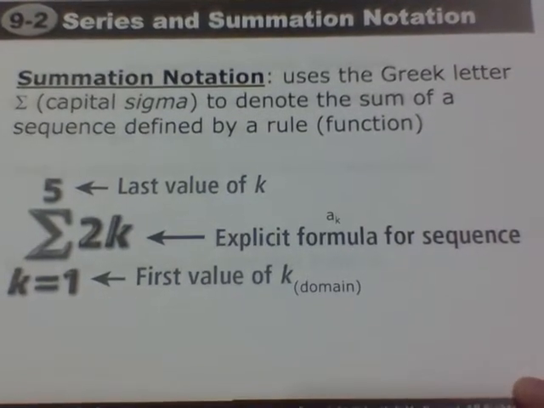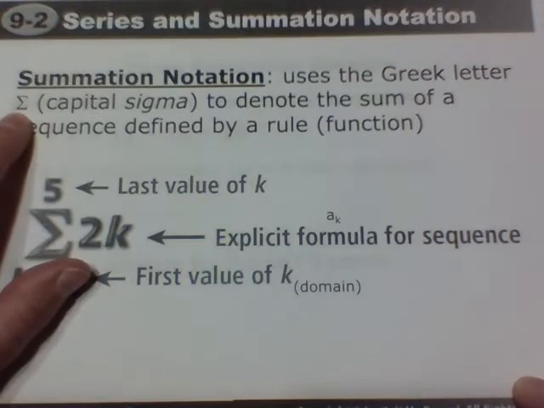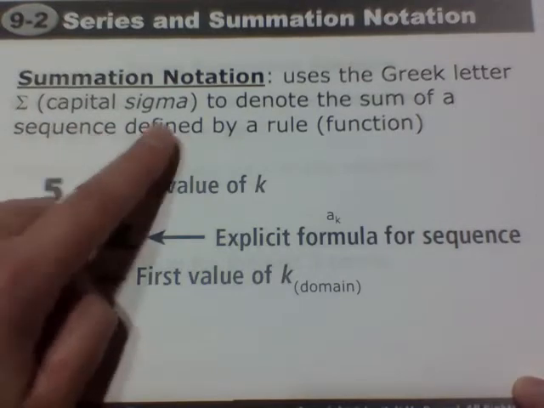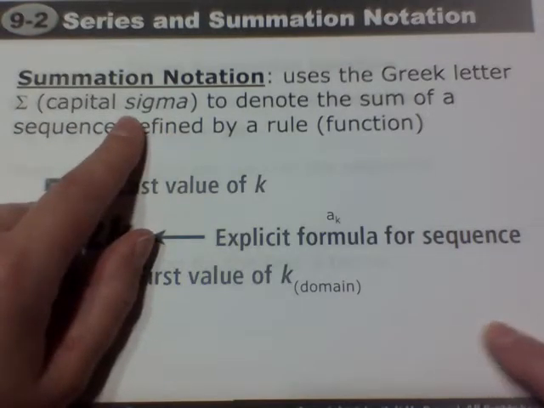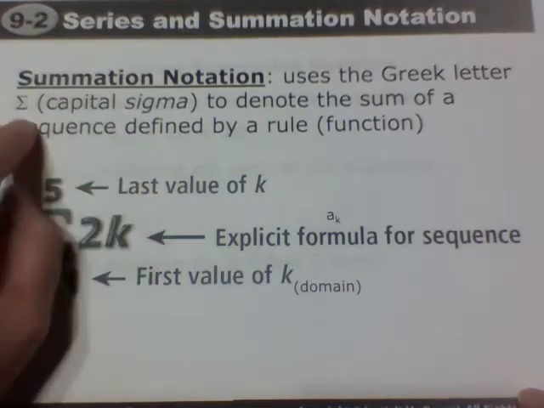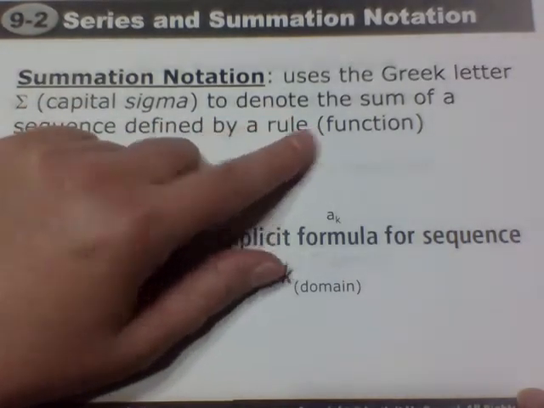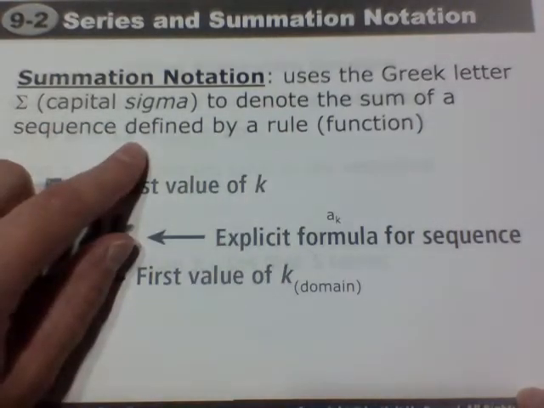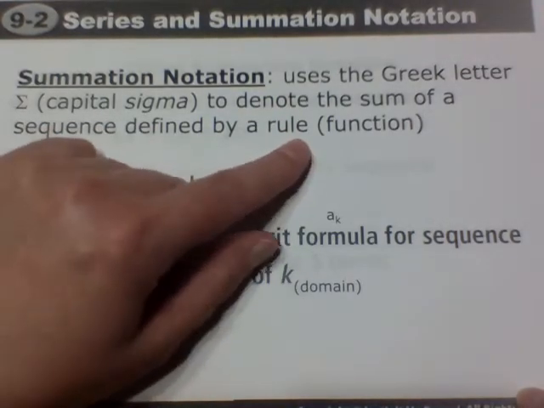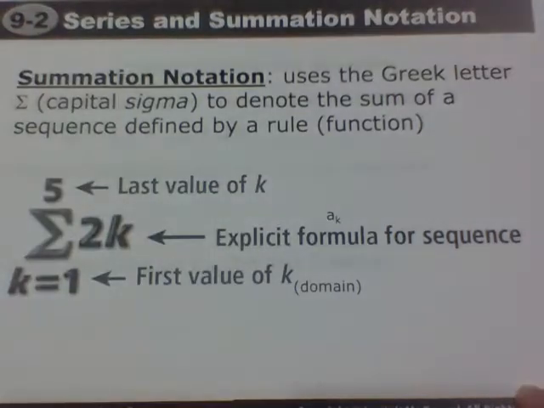All right. So then we have this scary summation notation. It uses the Greek letter sigma, and it's a capital sigma. So it's not the lowercase sigma, which is like a cursive O. Okay, so this is your capital sigma, and we need to denote the sum of a sequence. It denotes the sum of a sequence defined by a rule, which is just a function or a guide.